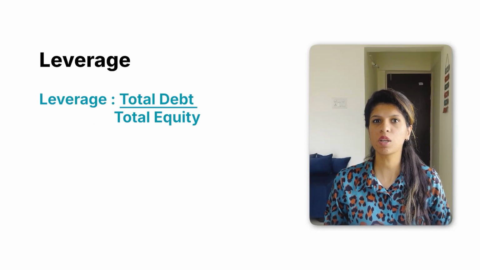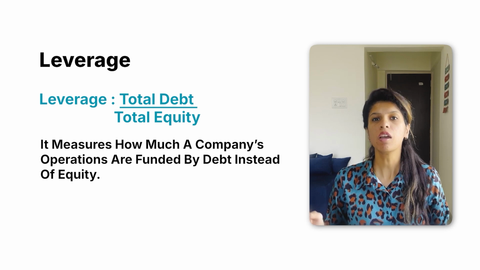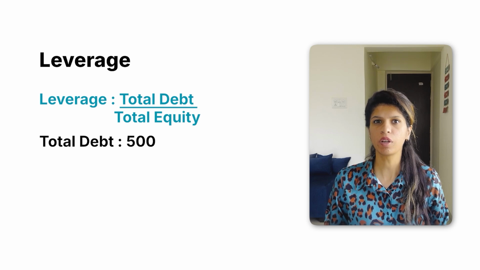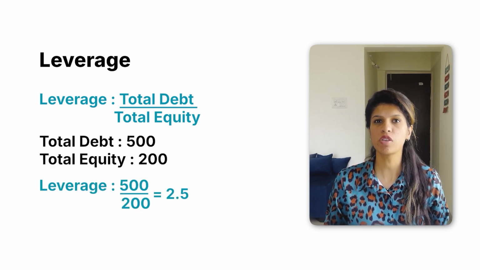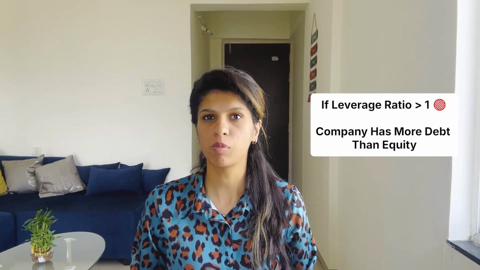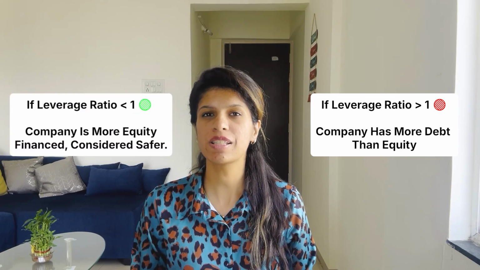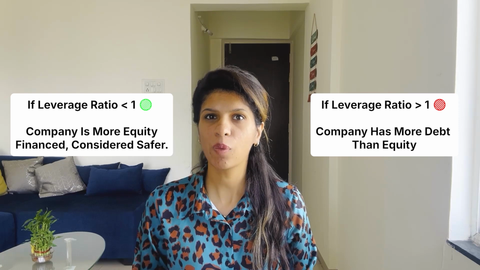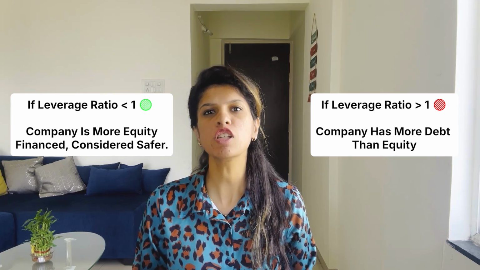Next we have leverage. So leverage is equal to total debt to the total equity. It measures the company's financial risk by calculating the total debt, which let's say is 500, and total equity is 200. So 500 upon 200, which gives us 2.5. So if the ratio is greater than 1, that means that the company is in some financial stress. But if the ratio is less than 1, that means the equity is more than the debt and the company is able to run its operations smoothly.